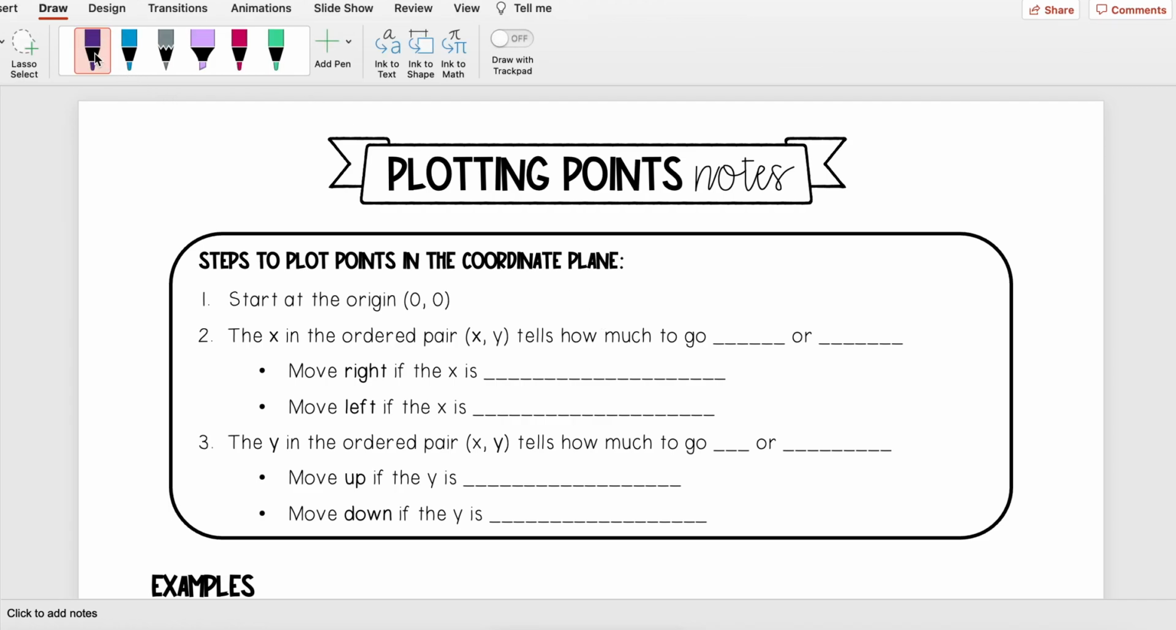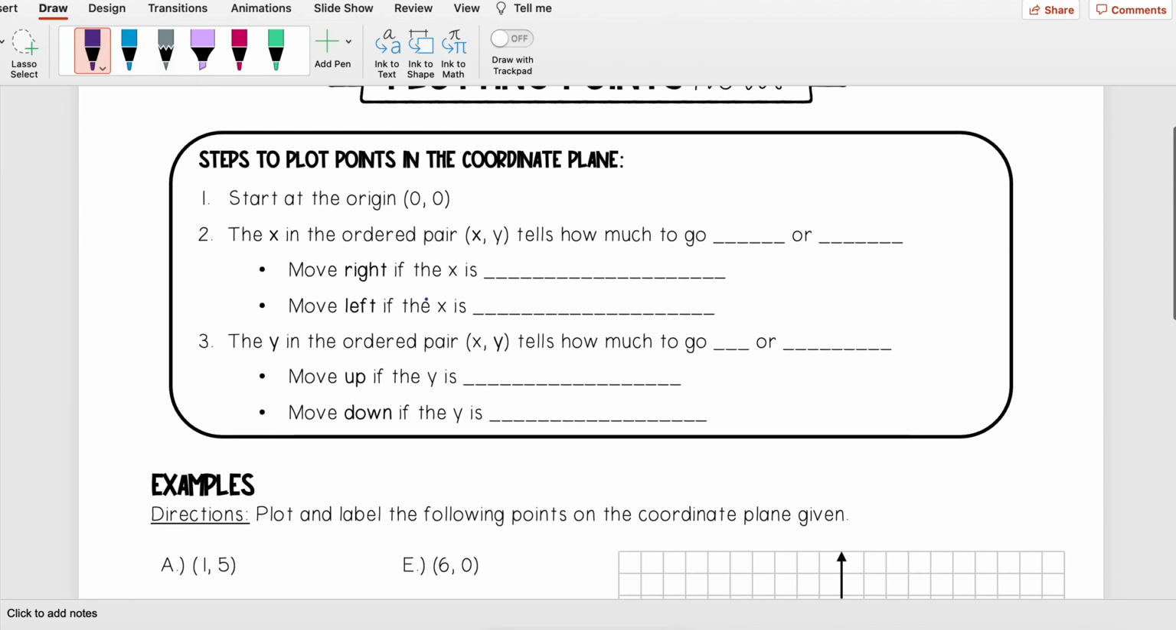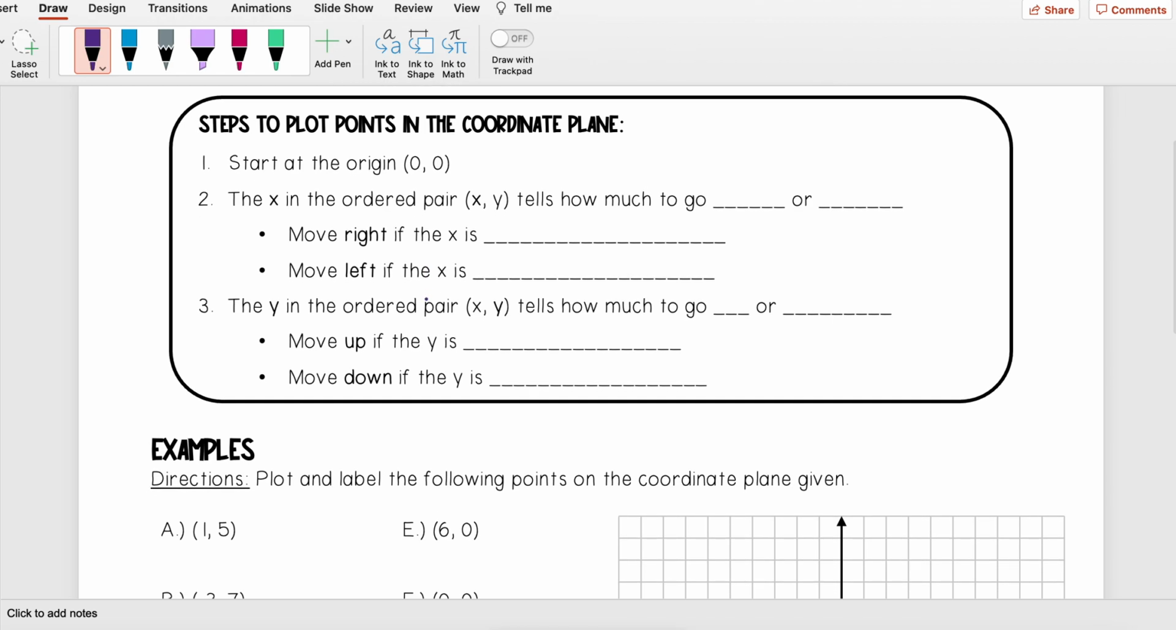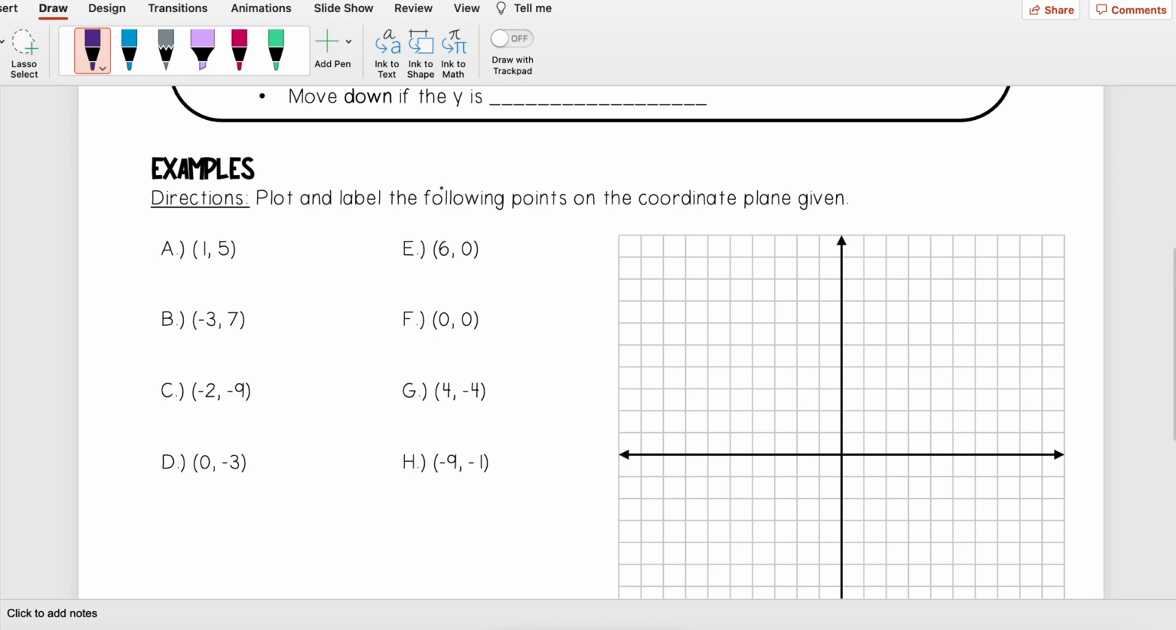Hello everyone, in this video we are going to be talking about how to plot points on a coordinate plane. There are going to be three basic steps that we're going to do to plot all these points. Our first step is to always start at the origin, so that's going to be 0, 0, which if we're looking at our graph here, it's just going to be the very center point.